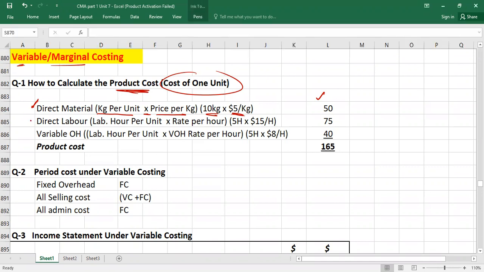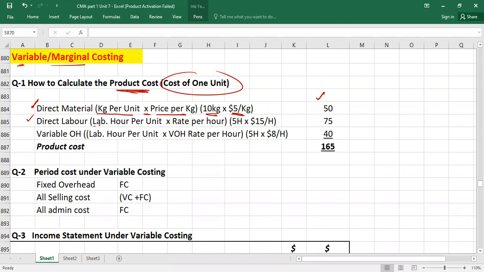The second thing you will add here is direct labor cost. You can simply assume if you are manufacturing chairs, maybe you need a labor person and he will work 5 hours on one chair and you are paying, for example, $15 per hour. So how will you get the labor cost now?